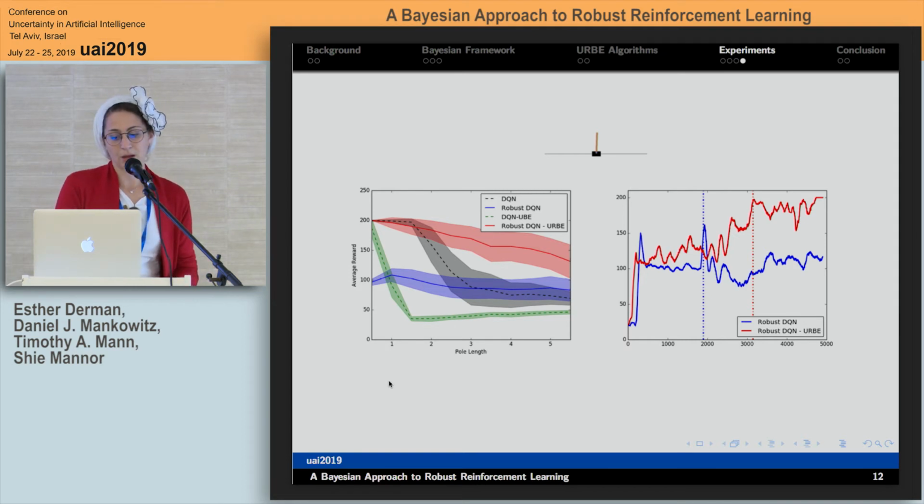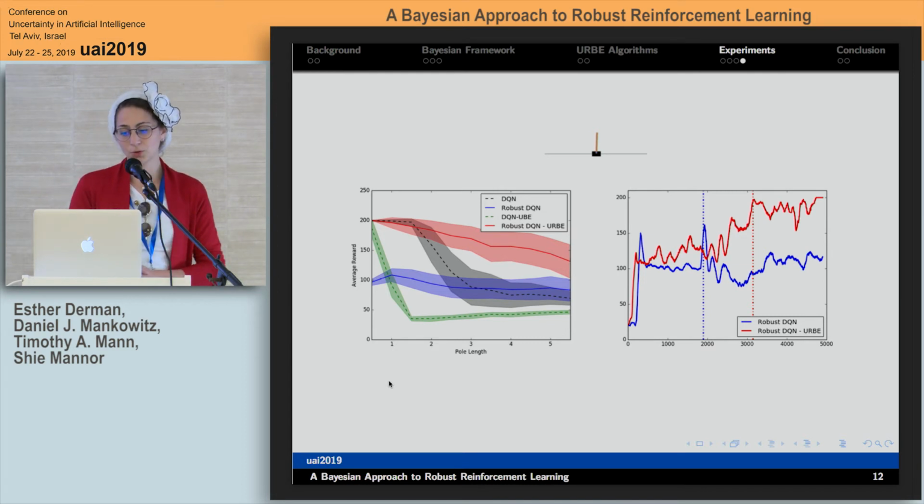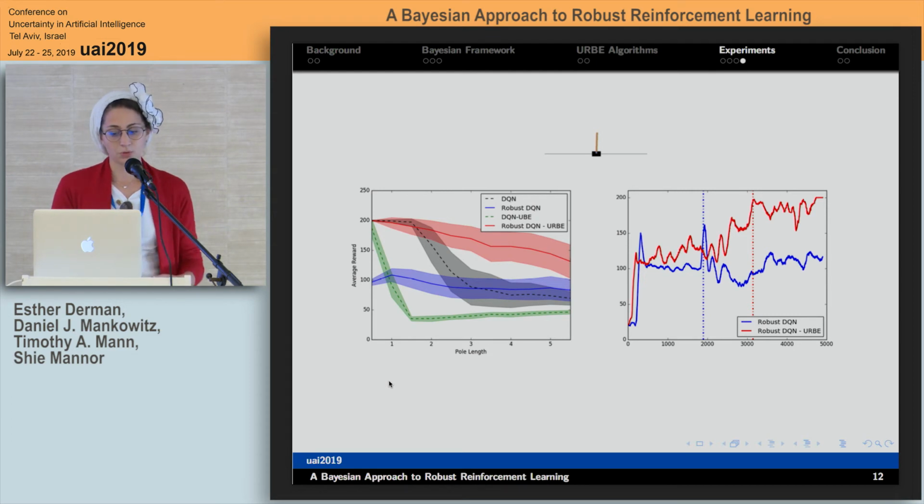And during training, we also played with the length. So we basically waited for robust DQN and URB to converge. And once both have converged, we changed the dynamics of the model by changing the length. And as we can see in blue, the robust DQN is the most sensitive to changes of dynamics, and it doesn't recover from this change. Whereas our URB does perform the task and also recovers really fast from this change.